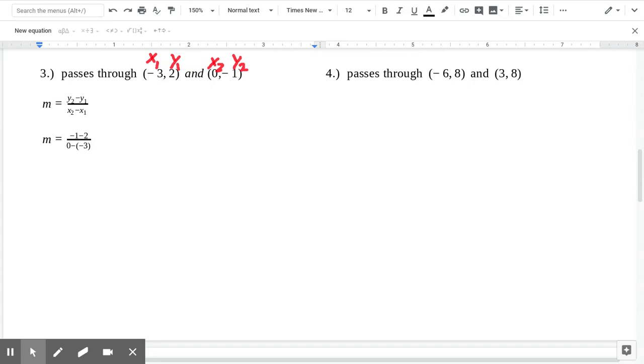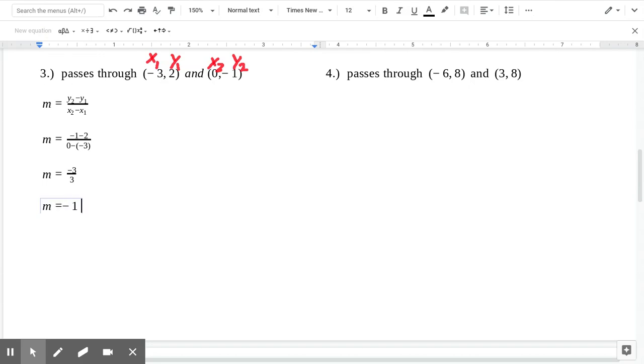And so in our next case then, we'll have m equals, our numerator is going to be -1 minus 2, which is -3. Denominator 0 minus -3, remember, means 0 plus 3. So we have +3 in our denominator, which is going to reduce to m equals -1.